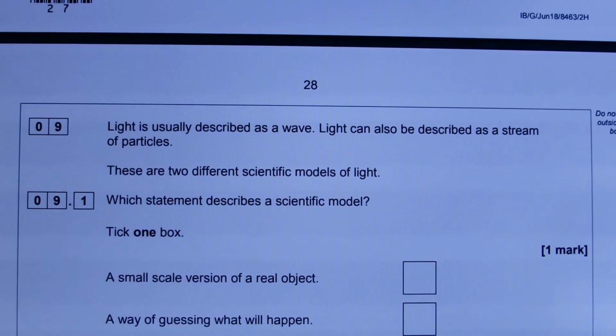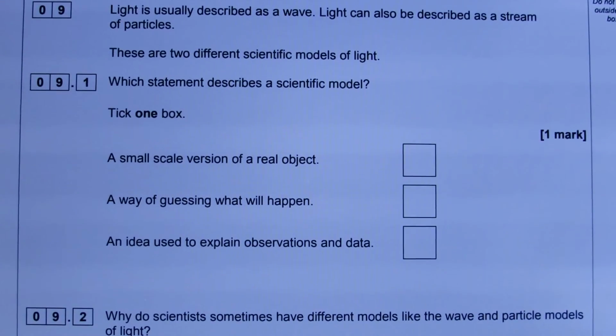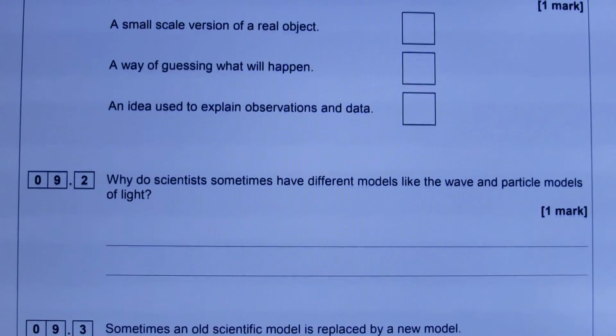Light is usually described as a wave. Light can also be described as a stream of particles. These are 2 different scientific models of light. Say hello to Schrödinger's cat. Which statement describes a scientific model? A small-scale version of a real object? No. And no. Miranda Kerr isn't the correct answer either. Even if she gets a degree. A way of guessing what will happen. No. An idea used to explain observations and data. I'm going with that one.